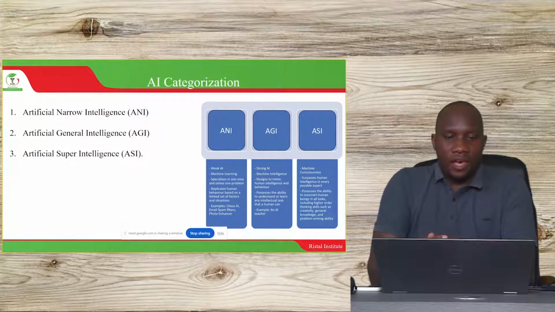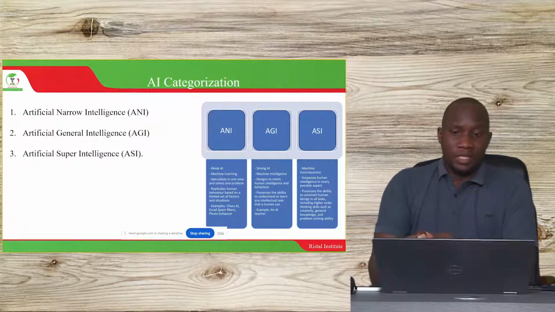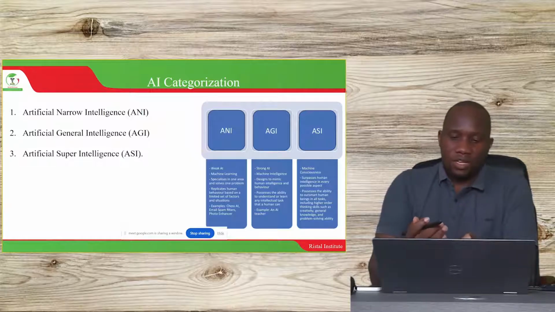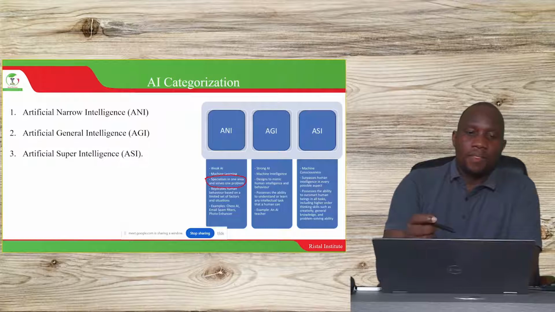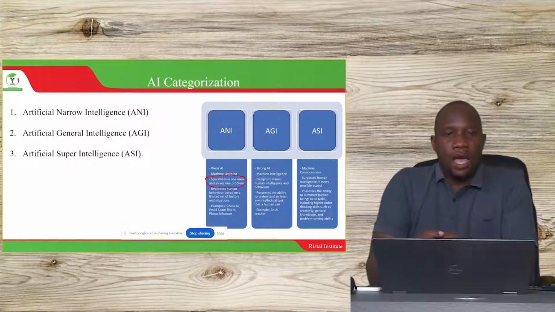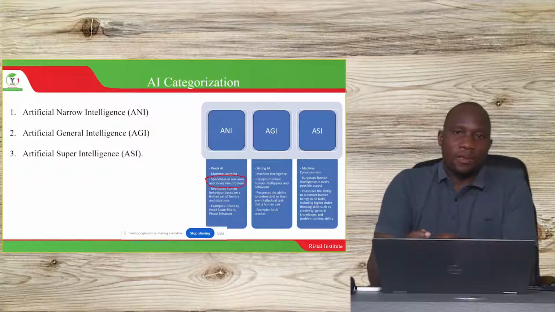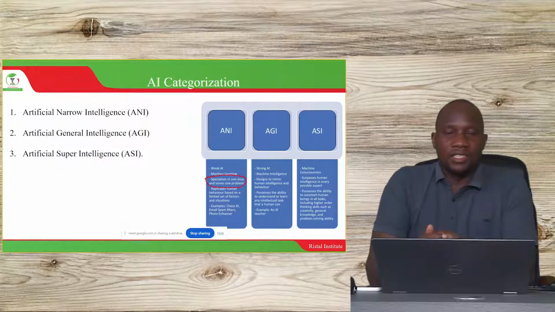So in the world of AI, we have three categories. We have what we call artificial narrow intelligence. These are where you basically have an AI tool that performs a specific task, only one task. That's why we call them artificial narrow intelligence. And then we have AI tools that we call artificial general intelligence. These are the ones that we actually use mainly.